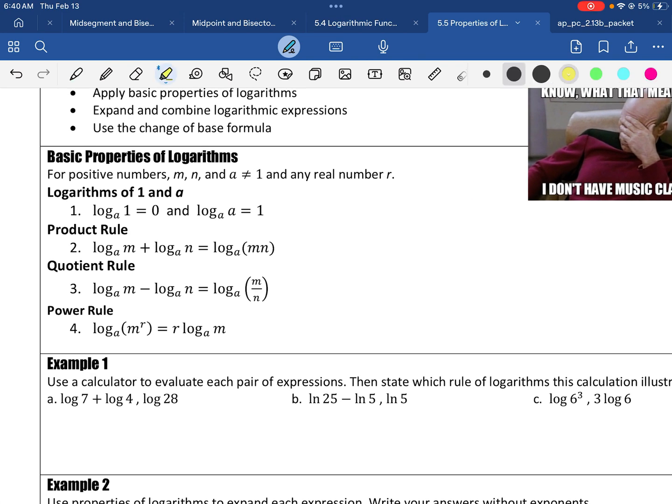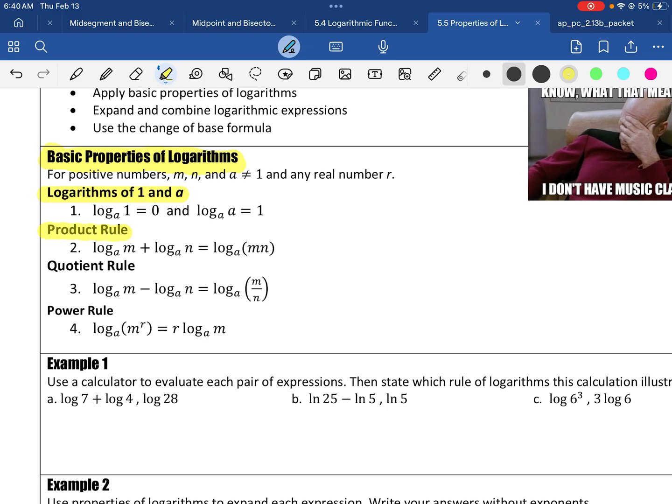So this is basic properties of logarithms. There's the log of 1 and the log of a. We already know that the a and the a cancel each other out. And then log a of 1 equals 0. That's always going to be true.